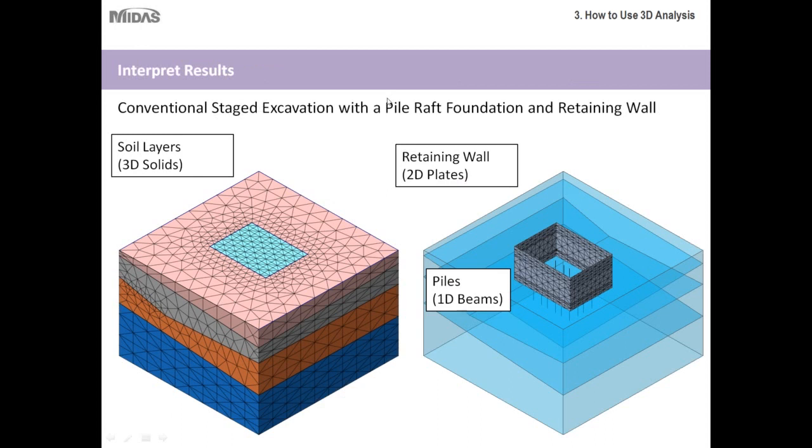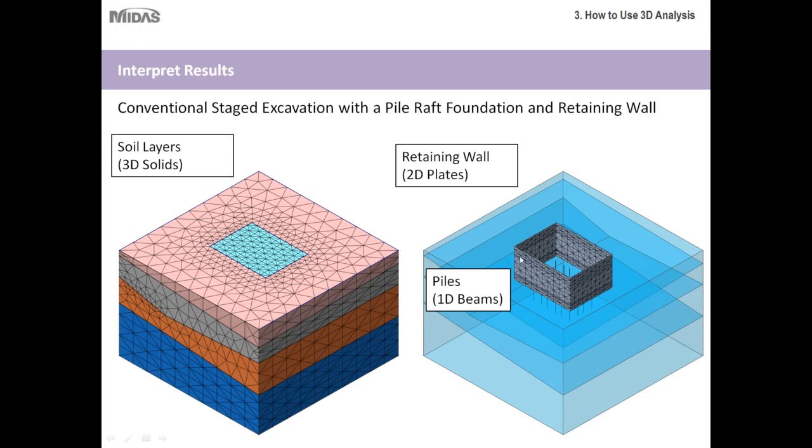Okay. And last, let's talk about how to interpret your results. Here's the project that I mentioned at the beginning that I was going to use as an example. This is a conventional stage excavation project with a pile raft foundation as well as a retaining wall. As you can see in this project, I used all three types of elements. To the left here is the finished project with all the meshing, and this is another view of the project with a transparent view so that you can see the retaining wall as well as the piles. The soil elements themselves were done in 3D with solids.